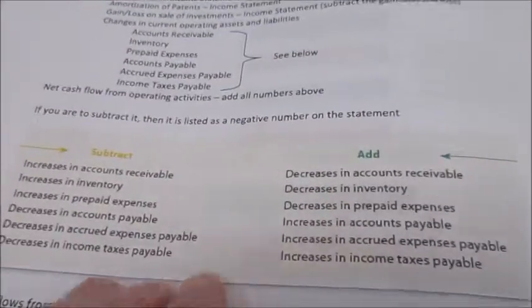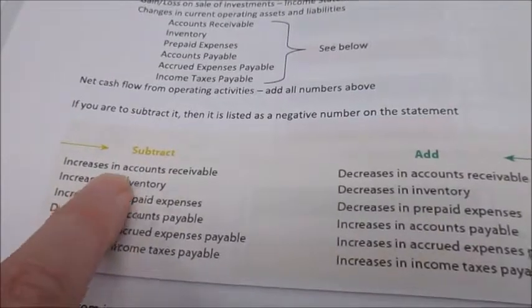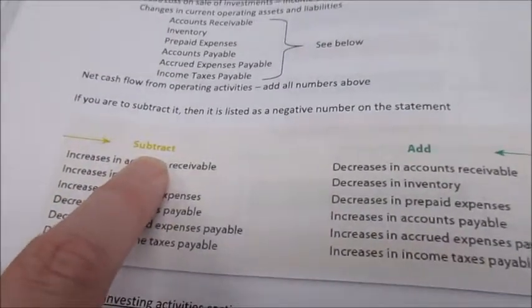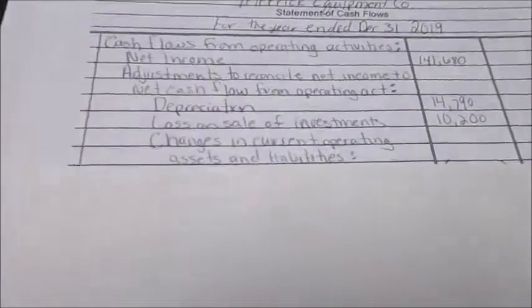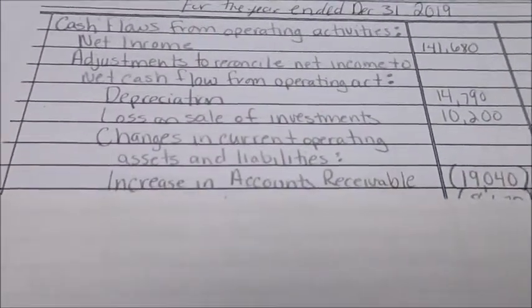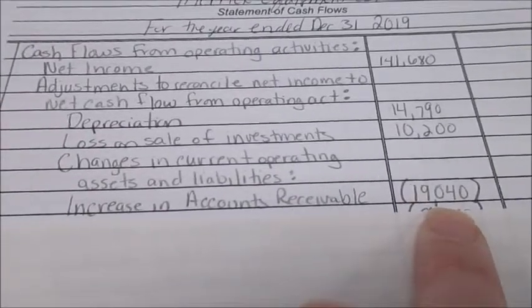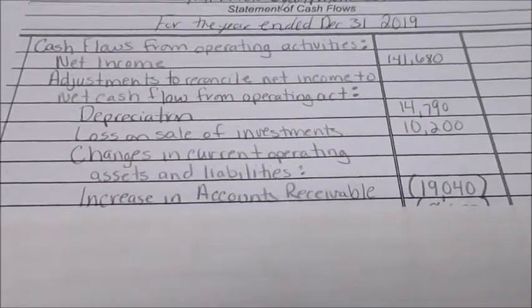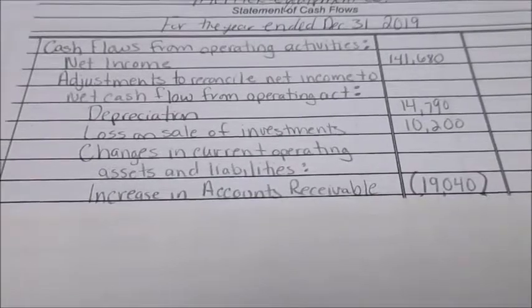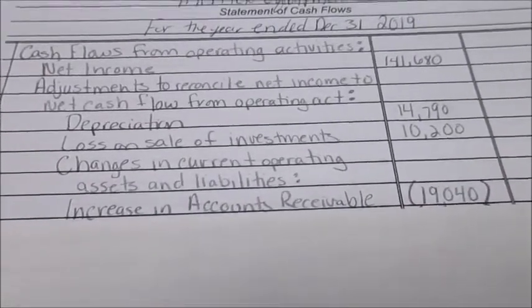If we look at our note sheet, it tells us that if our accounts receivable increases, we need to subtract the amount from our cash flow statement. So we're going to list our increase in accounts receivable, $19,040, and we're going to put it in parentheses to show that it increased, but that's going to be shown as a negative.